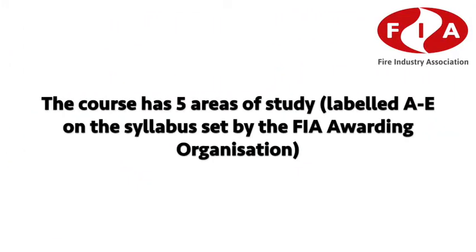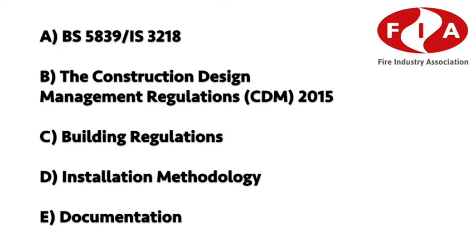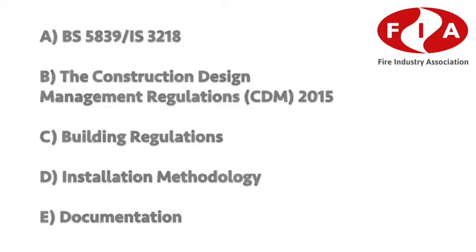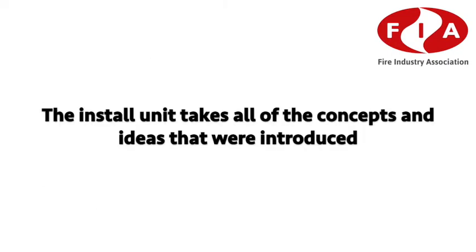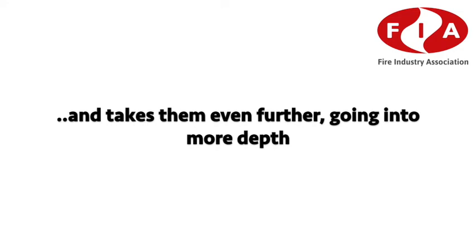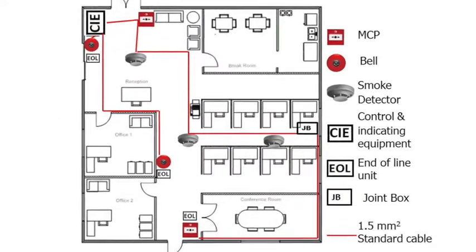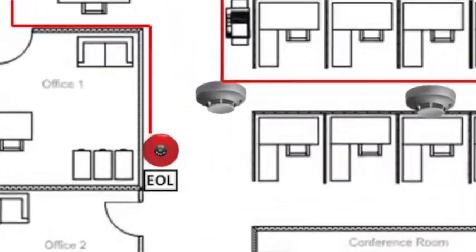This course has 5 areas of study, labelled A to E on the syllabus set by the FIA awarding organisation. You might recognise these topic areas from the foundation course. That's because they are introduced in foundation. The install unit takes all of the concepts and ideas that were introduced and takes them even further, going into more depth and pinpointing the most relevant piece of information for installers.